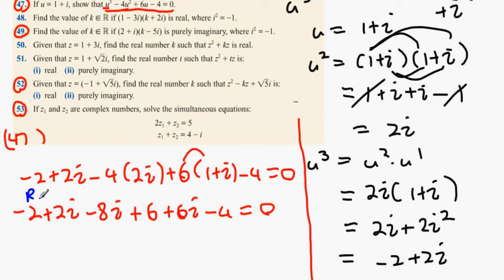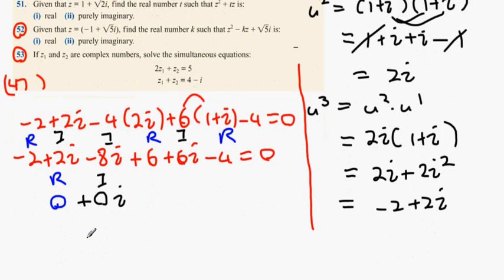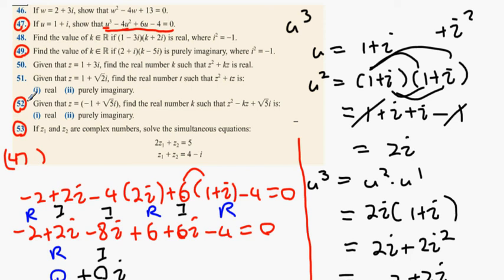Now look at the real numbers. This is a real part, this is a real part, and this is a real part. The real parts are minus 2 plus 6, which is plus 4, minus 4 equals 0. The real part equals 0. Now what about the imaginary part? 2i minus 8i is minus 6i, then plus 6i gives you 0i. So we can see that there's no real part, no imaginary part, and the answer is 0. And that's exactly what they asked me to prove, that it was equal to 0.